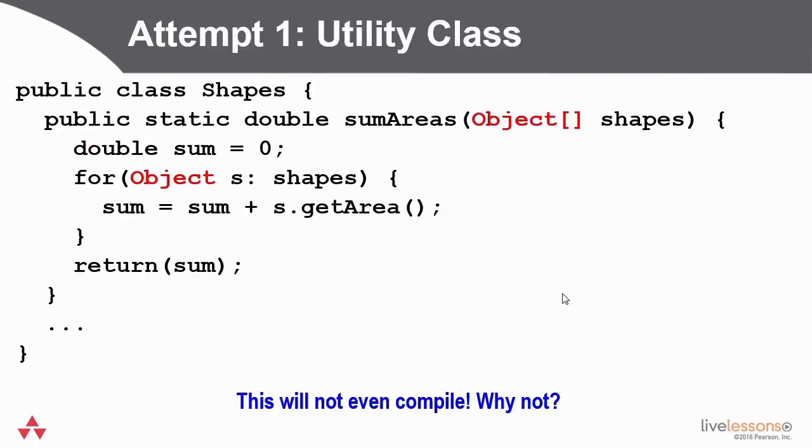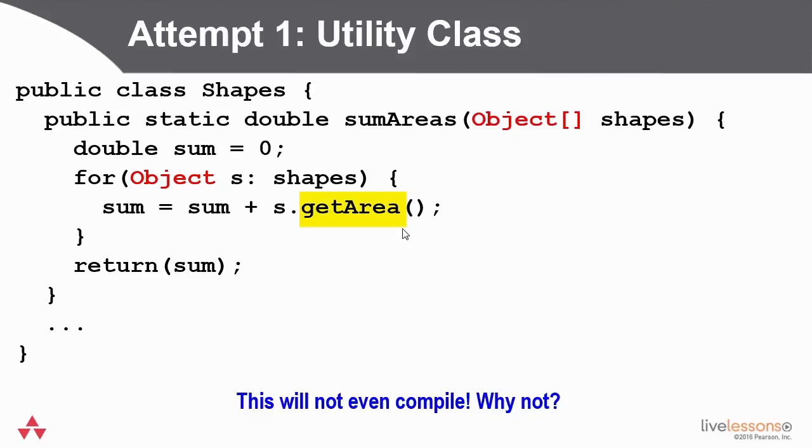But now we run into problems. We declare the array to be of type Object, and we attempt to loop down that array and call getArea on each of the things in the array. This is a failure. This code will not even compile. Before I tell you why, stop for a minute, pause the video if you need to, and think about why this will not compile.